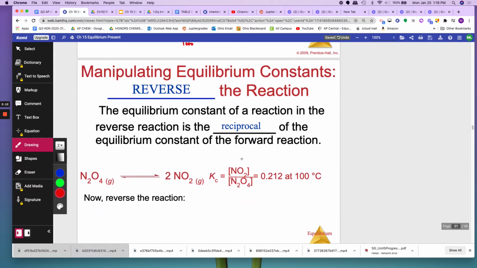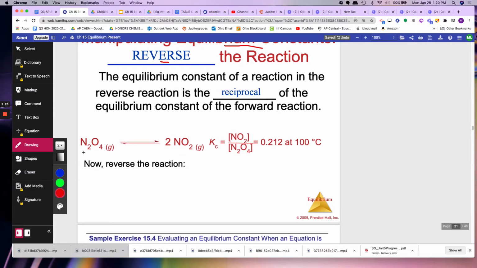Okay. Now there are some ways to manipulate the equilibrium constants. Okay, one of them is flipping or reversing the reaction. Okay, so let's look at this. So here you have N2O4 becoming NO2. Kc would be products, NO2 squared, divided by reactants, N2O4. And Kc is tabulated to be 0.212 at 100 degrees Celsius.